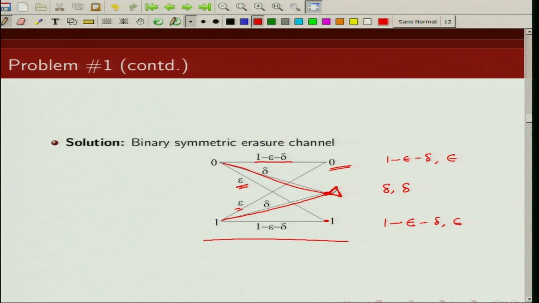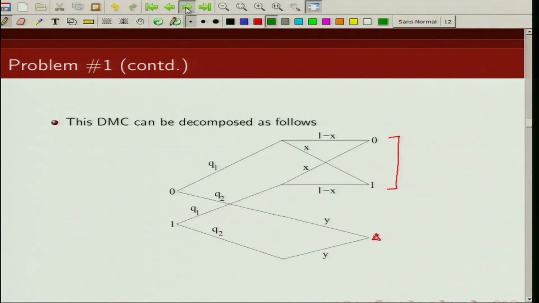So, this is not a strongly symmetric channel, but we can decompose it into 2 strongly symmetric channels, one which has output 0 and 1, the other which will have output delta, and that is what we did here. We decompose it into 2 channels, one which has output 0 and 1, the other which has this erase bit.